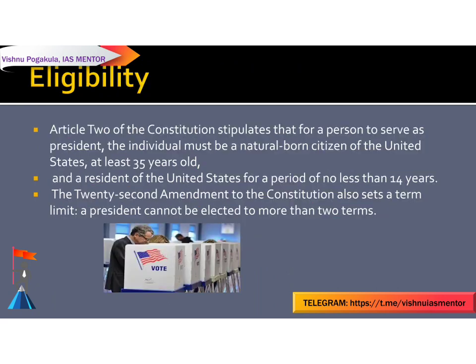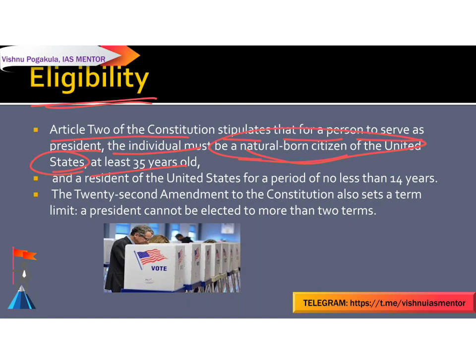So, eligibility. What is the eligibility of a person to get elected? It is given in Article 2 of the US Constitution. Article 2 of the Constitution stipulates that for a person to serve as president, the individual must be a natural born citizen of the United States, and they should be at least 35 years old. This is according to Article 2 of the Constitution.